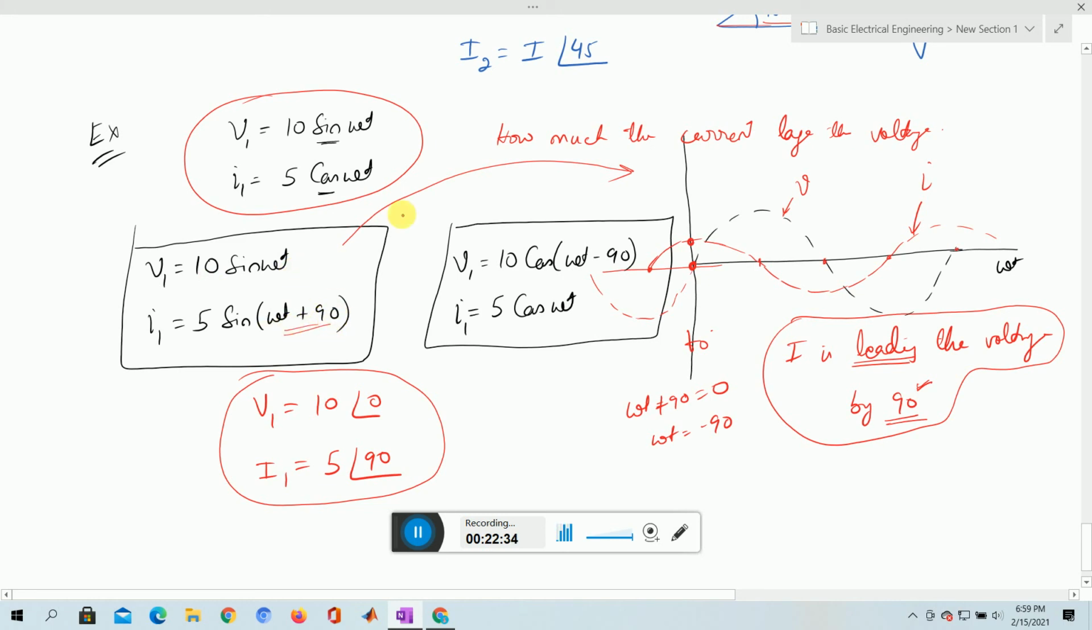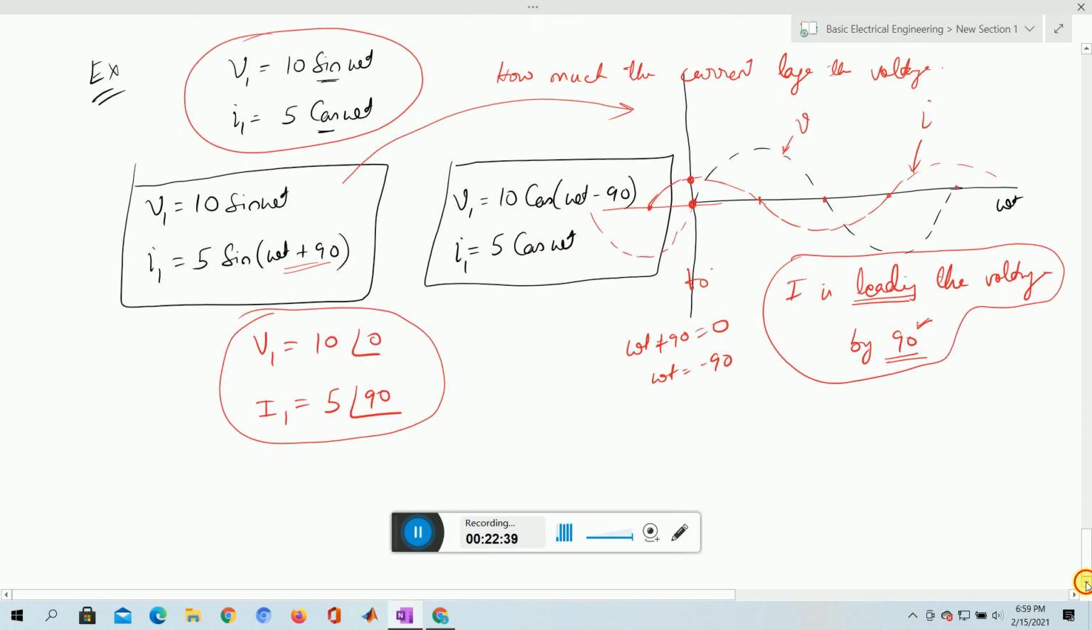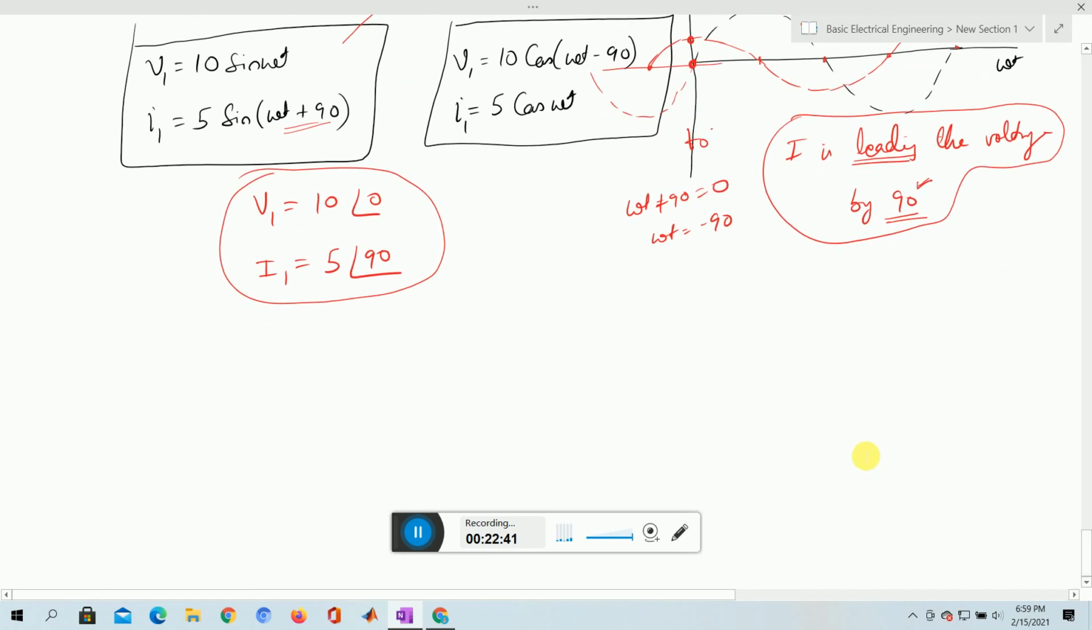Suppose you take the current as a reference, you can write. Here also you have taken a term like I1 is equal to 5 cos omega t. If some student is interested, I will go for this as a waveform. I1 is equal to 5 cos omega t, and V is equal to 10 cos of omega t minus 90. So it is starting at omega t equals 90.